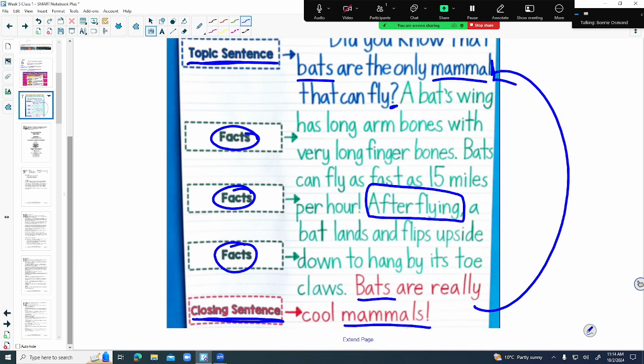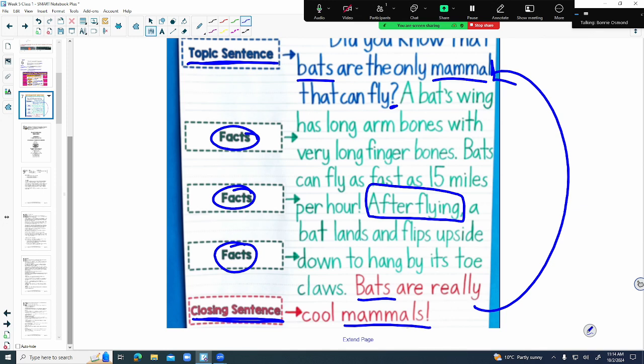Okay, so that's how you write an information paragraph. It doesn't have to be really long. It doesn't have to be a whole page. Just as long as you are giving about 3 details, 3 bits of information about your topic. So, topic sentence, 3 to 4 facts, as many as you want, and you can elaborate on those facts.